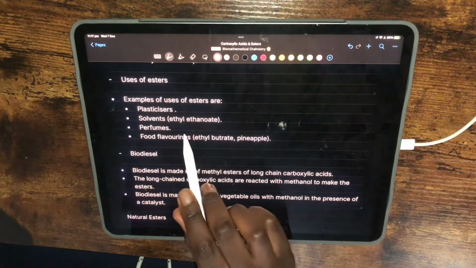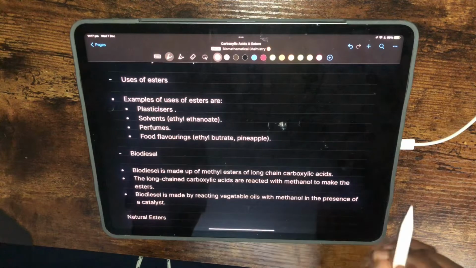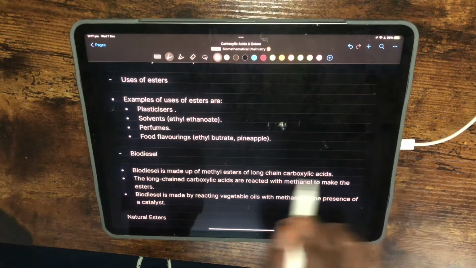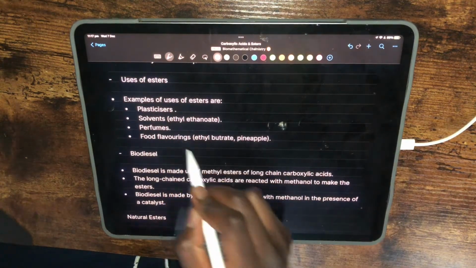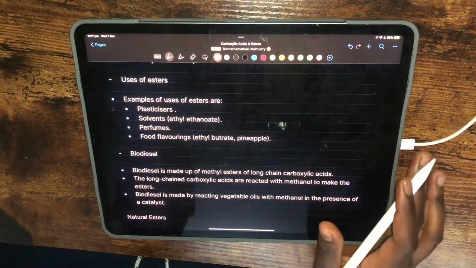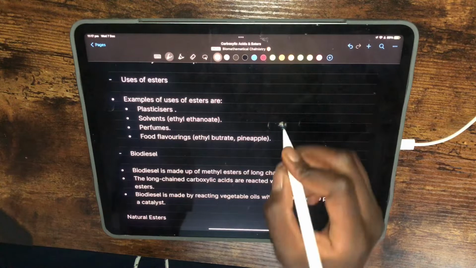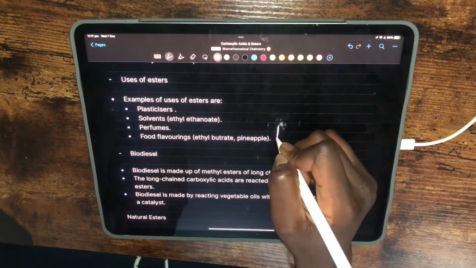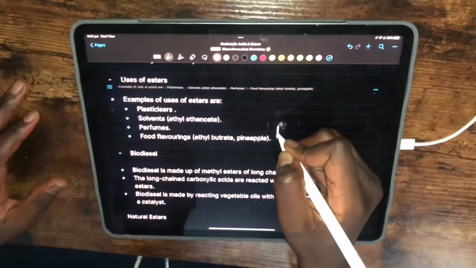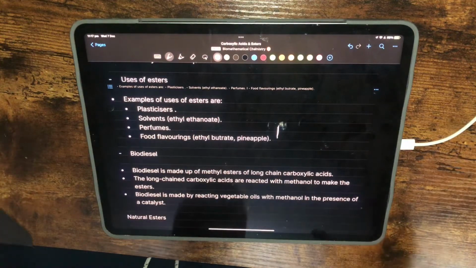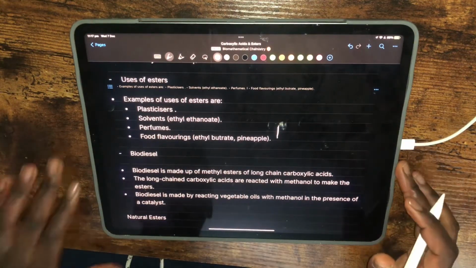Solvents, they can be used as solvents, for example ethyl ethanoate. Perfumes, colognes, any kind of nice scent, that's what they're generally used for, and food flavoring as well. These two are generally the most commonly used ones, or at least the ones that spring to mind the most.